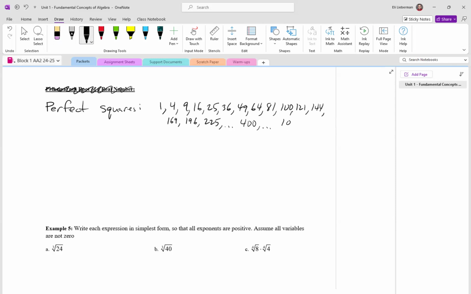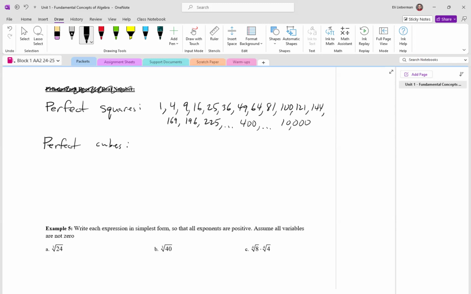I hope you know 10,000. Square root of 10,000 is 100. Yeah, but up to that 225, I do expect you to know them. What's that? 625. Aside from perfect squares, I also expect you to know some perfect cubes.